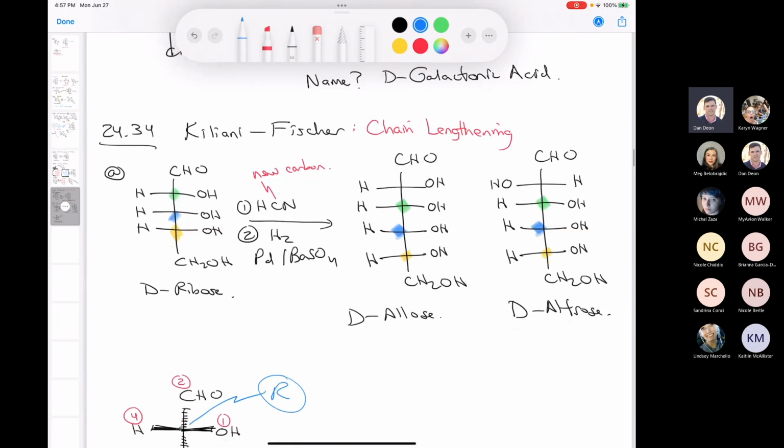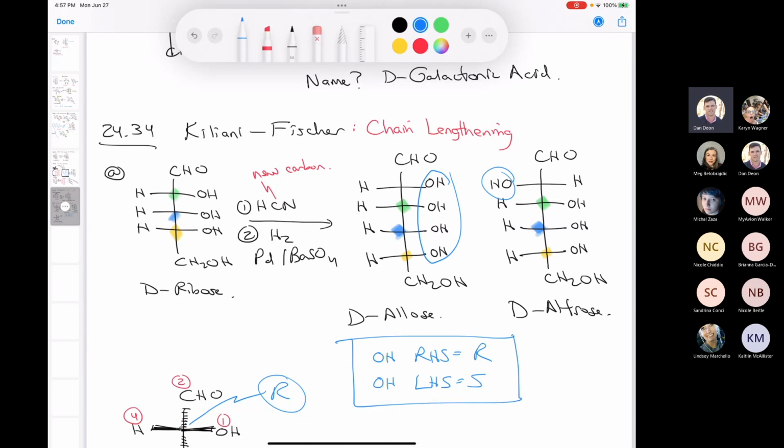The rule of thumb is, if you have a hydroxyl on the right-hand side, it's R. And if you have any hydroxyl on the left-hand side, it's S. Okay, so that's the rule you can use. And I think I put a question like that in the homework. You don't even have to use all the Cahn-Ingold-Prelog rules. You just look at it. It's on the right, it's R. It's on the left, it's S. And that's it. Very quick.